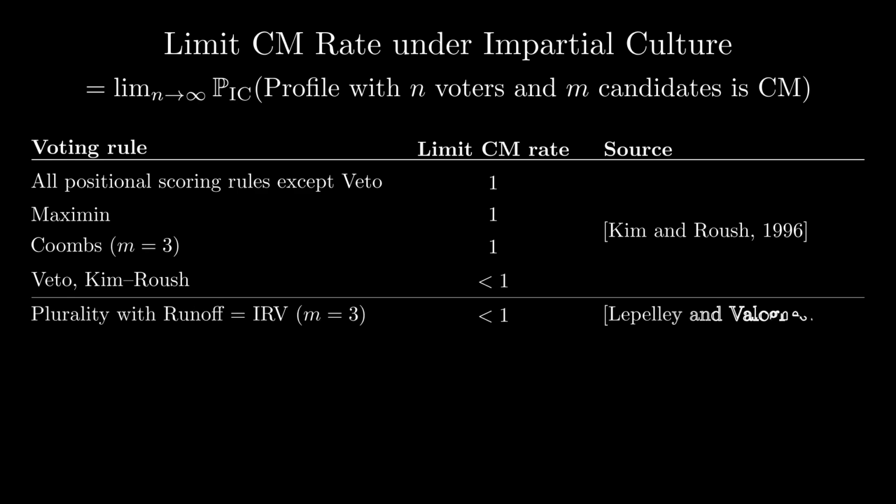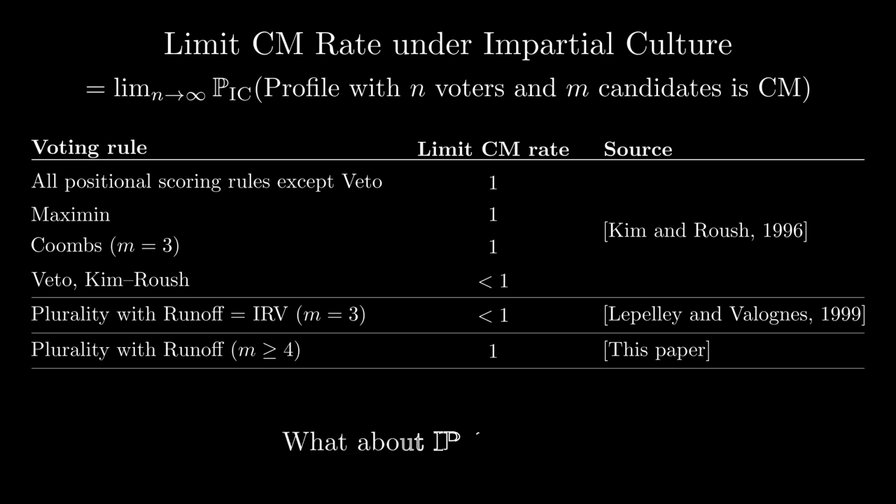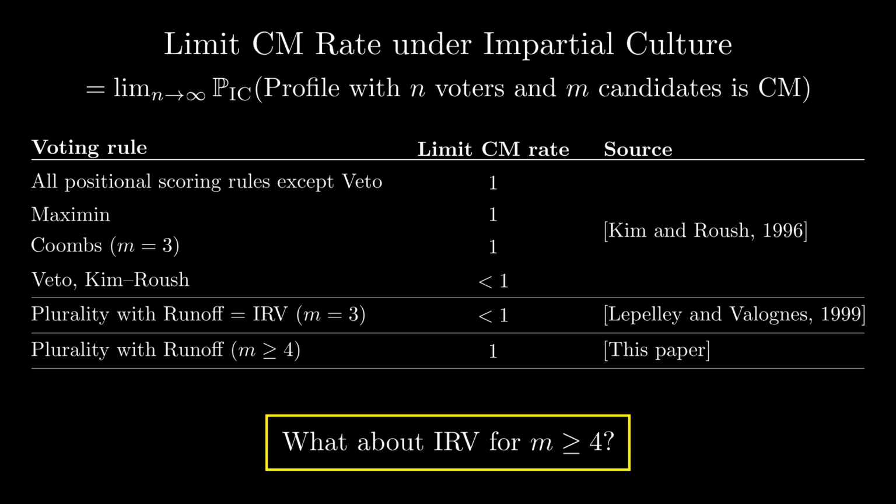Lepelley and Valognes later identified another exception with a lower limit CM rate than veto or Kim-Rausch, plurality with runoff with 3 candidates, which coincides with IRV. Unfortunately, we show in this paper that this positive result does not extend to 4 or more candidates for plurality with runoff, which then also has a limit CM rate equal to 1. What about IRV for 4 or more candidates?